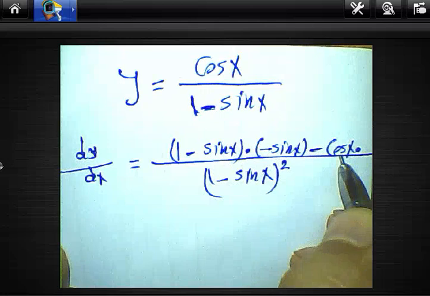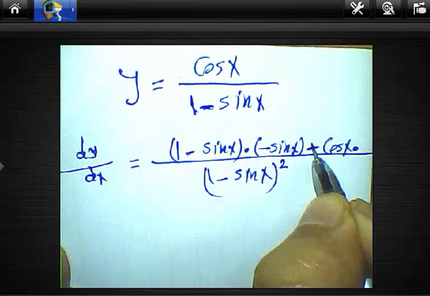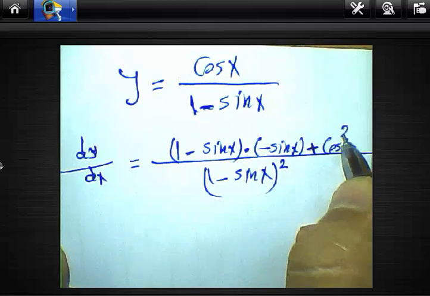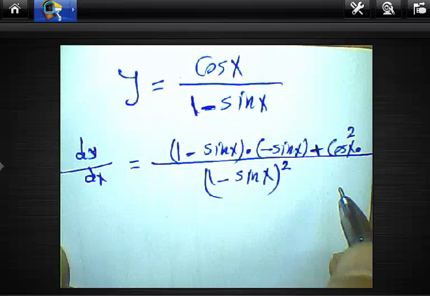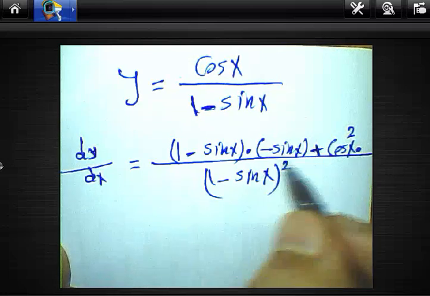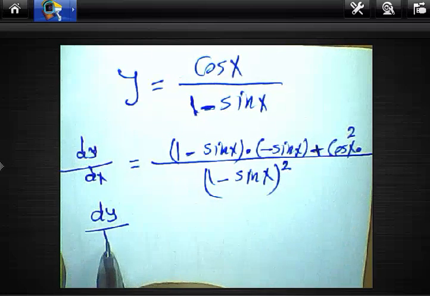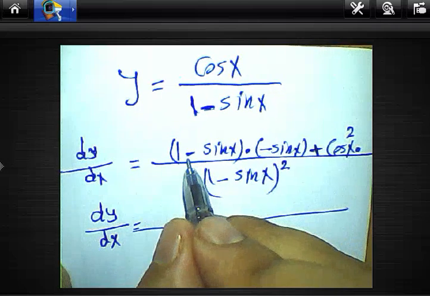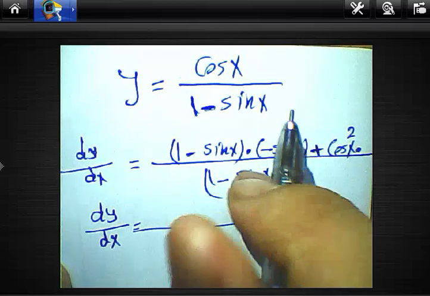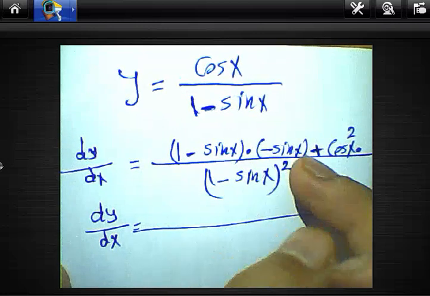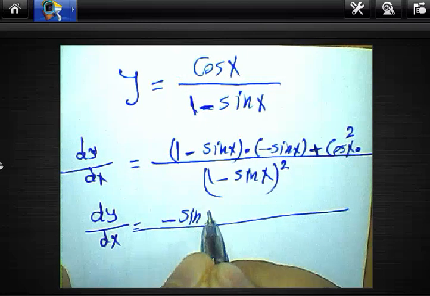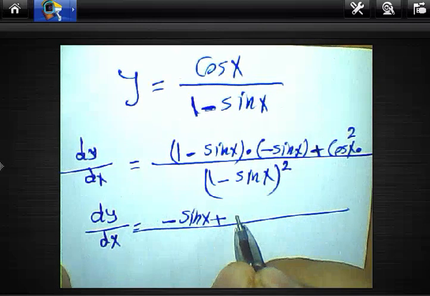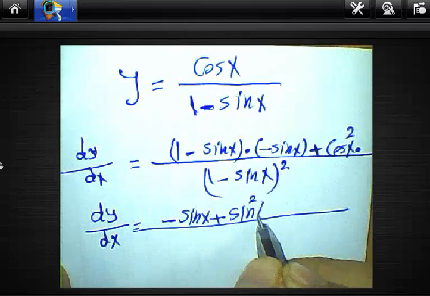Negative cosine multiply negative cosine: negative multiply negative equal positive, and cosine multiply cosine equal cosine power 2 of x. Okay, we can simplify this numerator. We can write dy over dx equal what? We know 1. We can use distribution on this expression. 1 multiply negative sine x, the result will be negative sine x. Negative multiply negative equal positive sine x, multiply sine x equals sine power 2 of x.